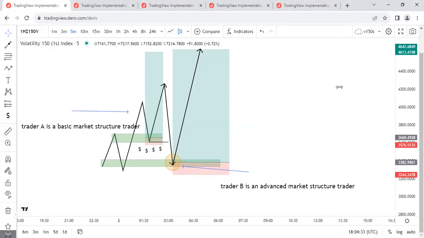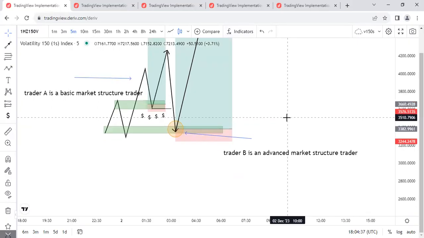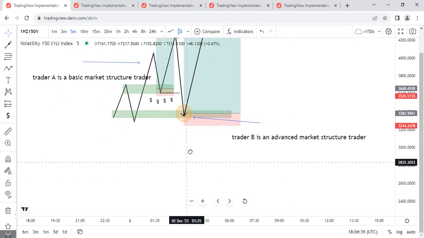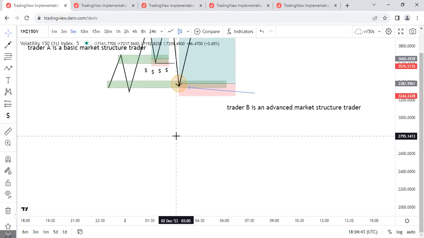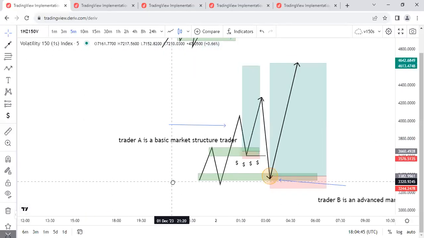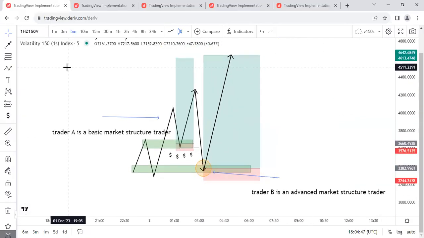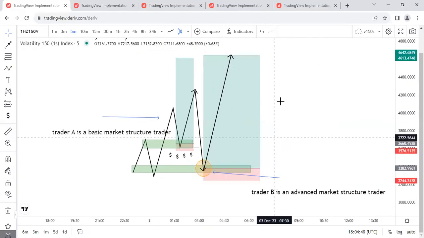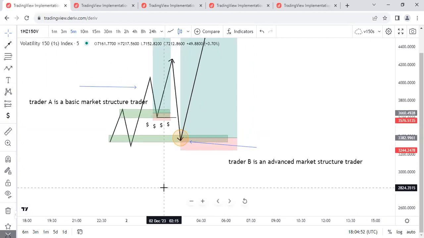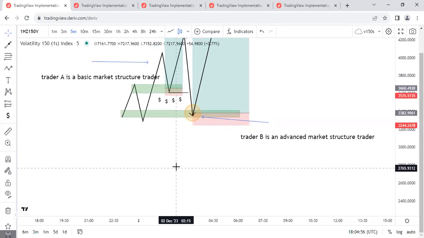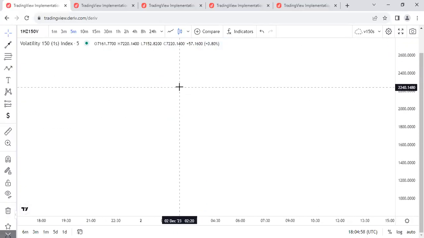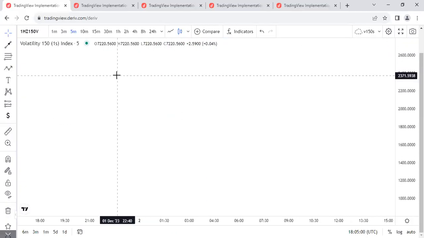So guys, please, I don't want this class to be all boring and stuff. You understand? Because you won't enjoy trading that way. I want you guys to learn it the fun way. Trust me, trading is not supposed to be as hard as people make it seem like. Once you can understand the concept behind it, trust me, you are good to go. All right. So now I want to assume that we are all trader B now. We are all trading the advanced market structure and not the basic market structure.